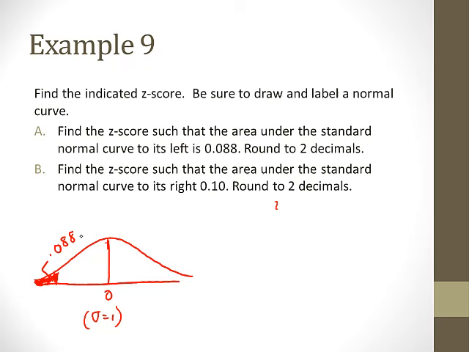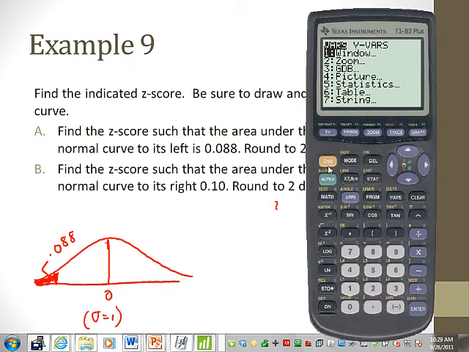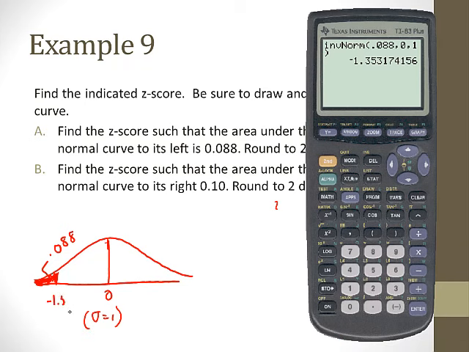So let's crack out the calculator. And we will do second distribution. Whoop. Second distribution. Try that again. Second distribution, inverse norm. 0.088, comma, 0, comma, 1. We get a z of negative 1.35. That is rounded to 2 decimal points like I asked.